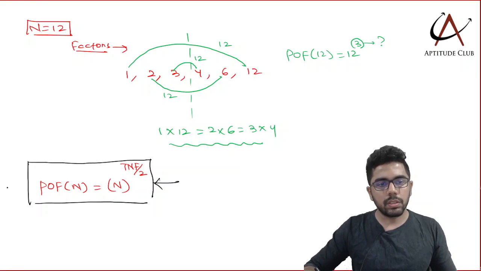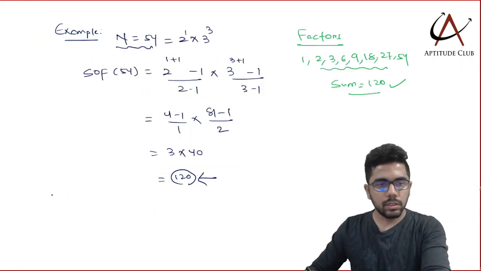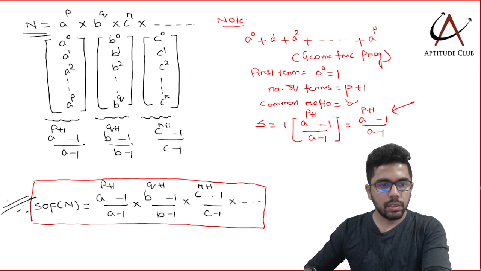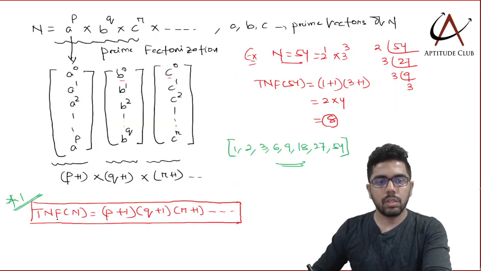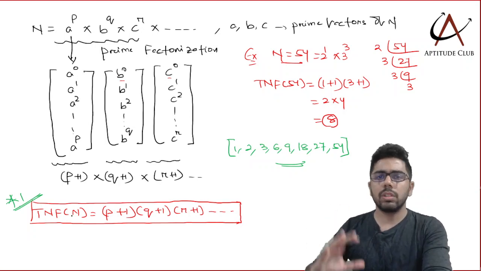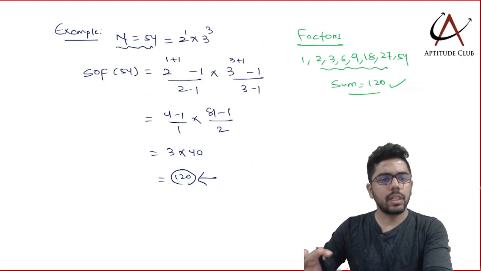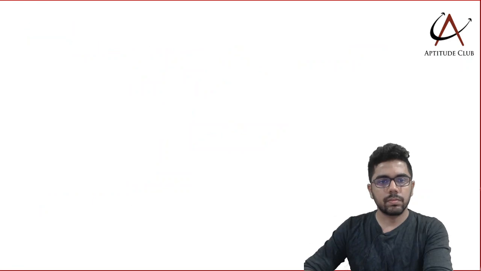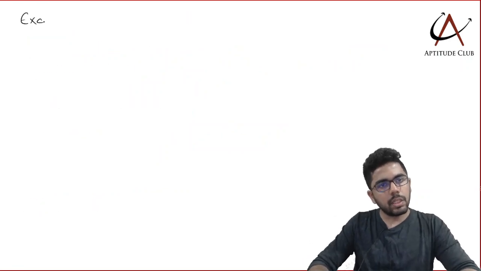So 3 formulas. This is the third formula. Product of factors. This is the second formula. Sum of factors. And this is the first formula. Total number of factors. 3 things. So given any number, you just need to prime factorize and calculate this. Let me take an example. एक बड़ा number लेते हैं and तीनों चीजें उसके calculate करते हैं.